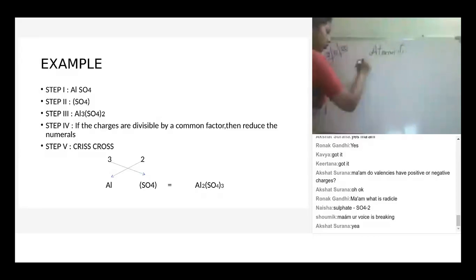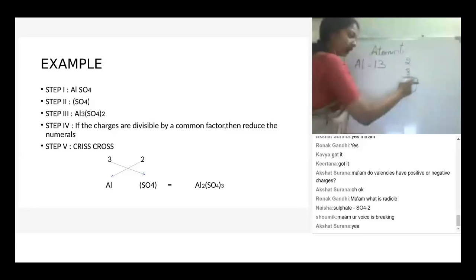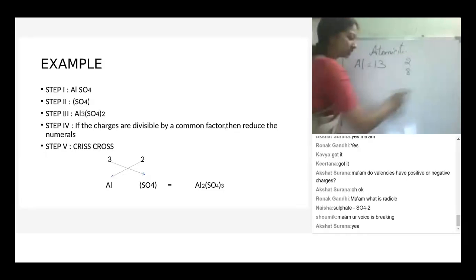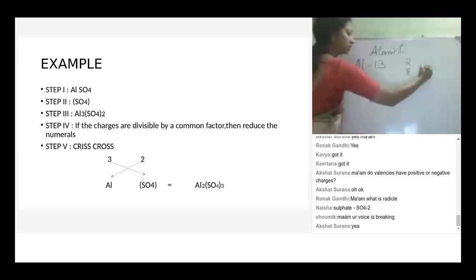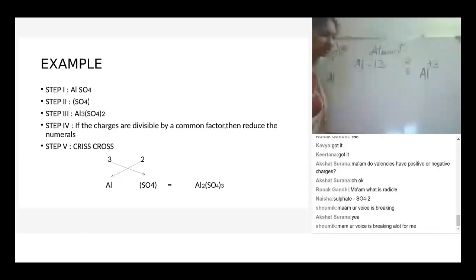Aluminium. The atomic number of aluminium is 13. If I want to write the configuration, it is 2, 8, 3. So to get 8, it requires 5 more, or it can give away 3. It is very difficult to take 5. It is easy to give 3. So when it gives 3, what is the charge? Al plus 3. Al plus 3. Yes or no?